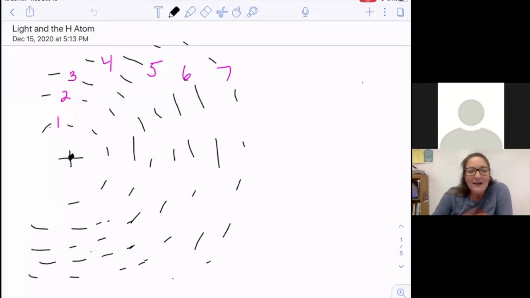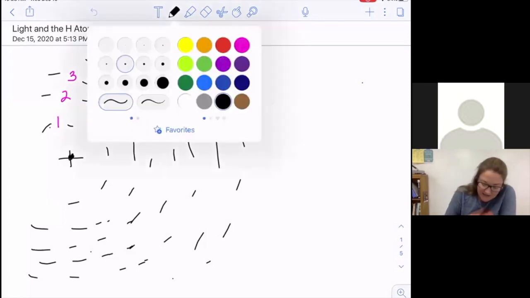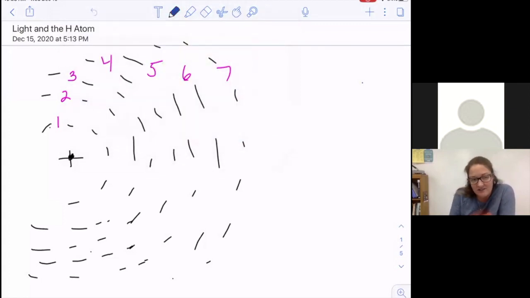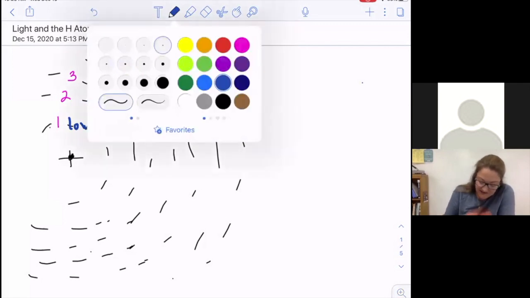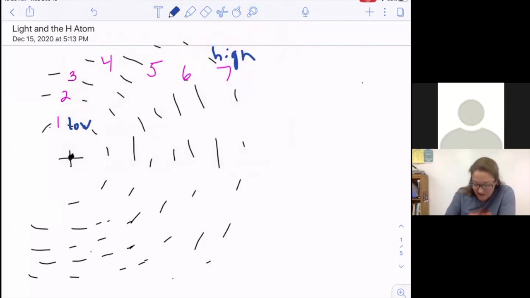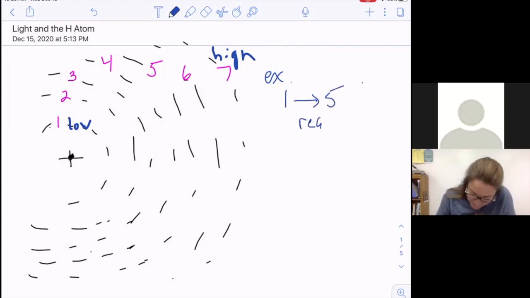Hi there. Now we're going to connect light to the hydrogen atom. You have already learned that there are shells of electrons and that we count from the inside out. And we have also discussed how the one closest to the nucleus is considered low energy, and the one farthest from the nucleus is considered higher energy. We have also discussed how to move up in shells. So for example, to go from shell 1 to shell 5 is going to require energy.